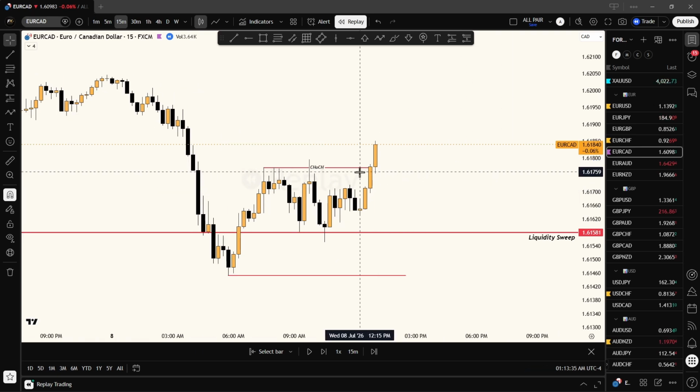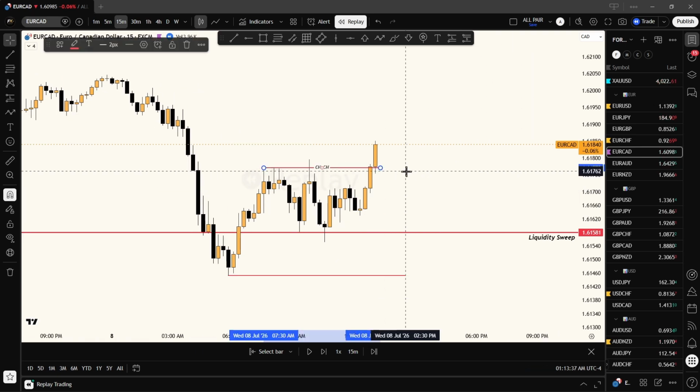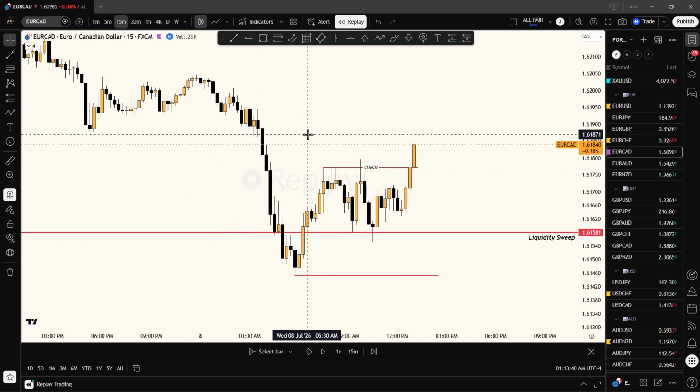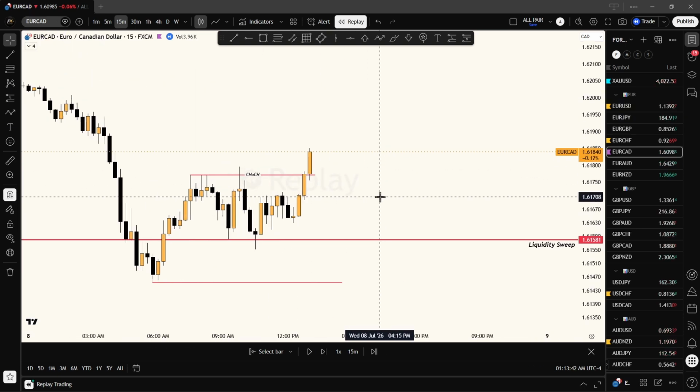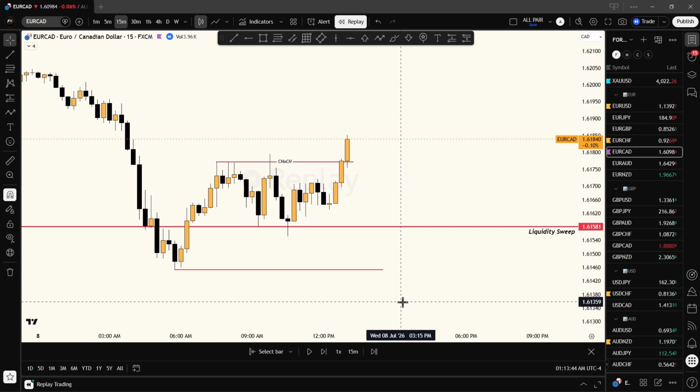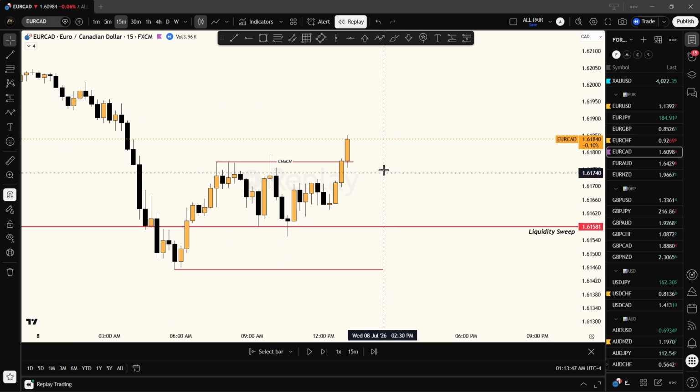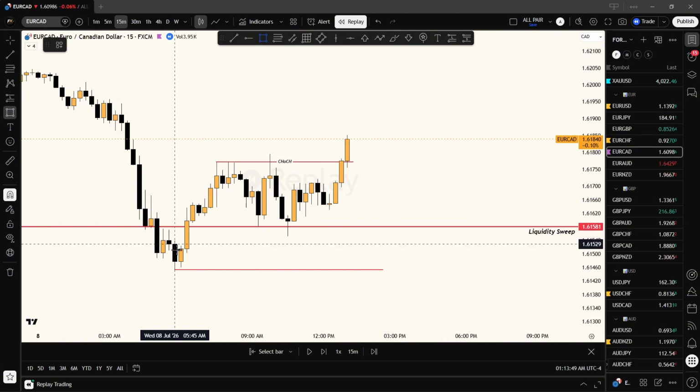Alright, now we have the confirmation we've been waiting for. Price has finally closed above the lower high with a full candle body, making this a valid bullish change of character. This confirms that the short-term market structure has shifted, and buyers are now showing strength in the market.